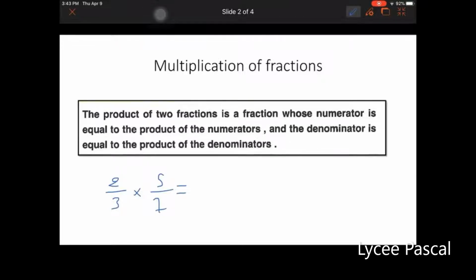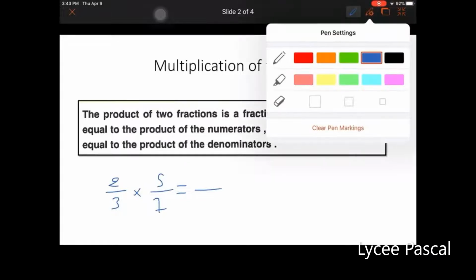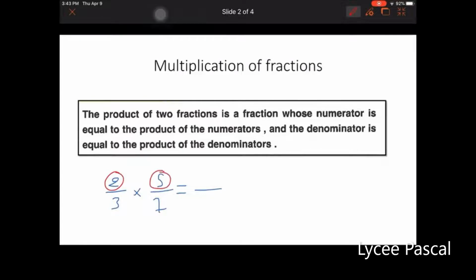First of all, the answer is a fraction, so it's a fraction formed from a numerator and a denominator. What is the numerator of this fraction? We multiply the two numerators, so here the first numerator and here the second numerator. So it's 2 times 5 over the denominator, whose result is also the product of the two denominators, so it's 3 times 7. Okay. So it's a fraction equal to 2 times 5, which is 10, over 3 times 7, which is 21.